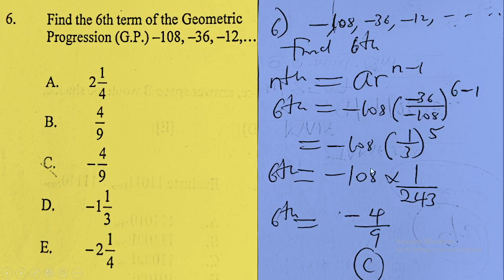So if you simplify that further, we have minus 108 times 1 raised to the power 5, which gives us 1. 3 raised to the power 5 will give us 243. Then if you simplify this further by cancelling, you have it to be minus 4/9. So the sum of this geometric progression is minus 4/9.